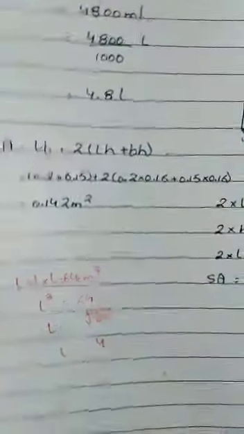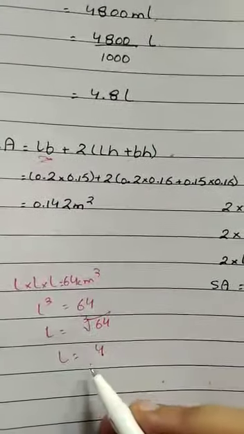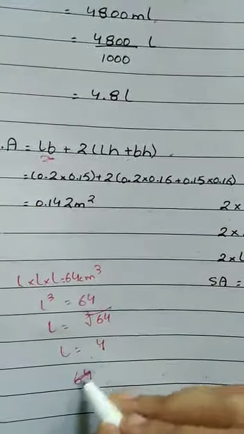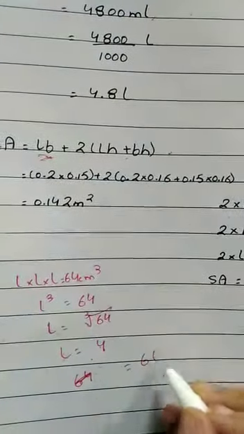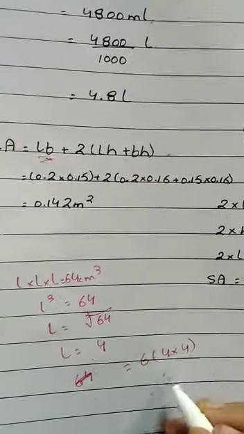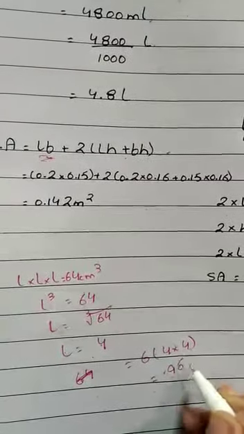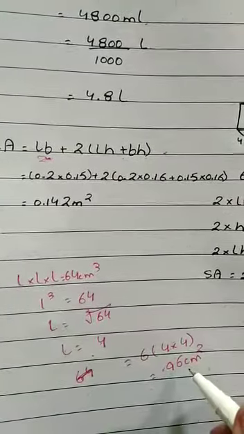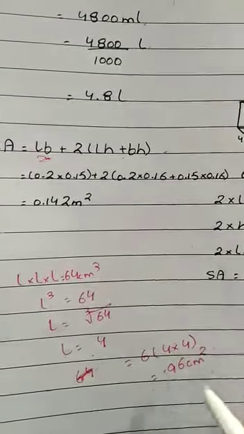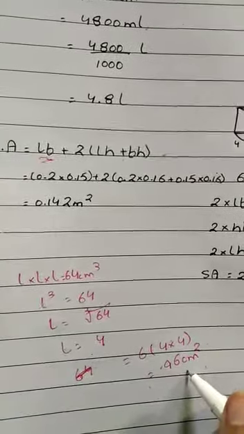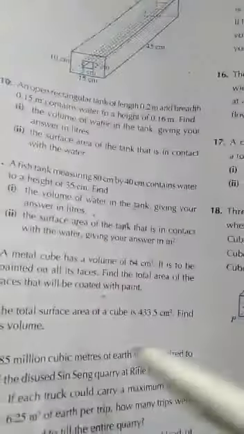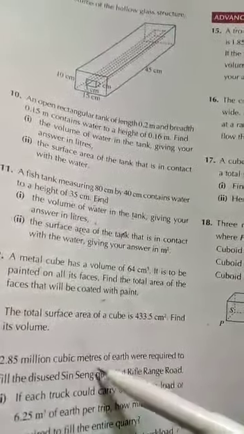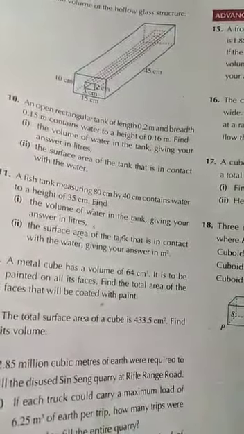So the total area of the faces that will be coated with paint: the cube has 6 faces. So 6 into 4 multiplied by 4, and in this way we get 96 centimeter square, because we are going to find the total area of the faces that will be coated with paint. Now in question number 13, the total surface area of a cube is 433.5 centimeter square, and we have to find its volume. So how can we find the volume?